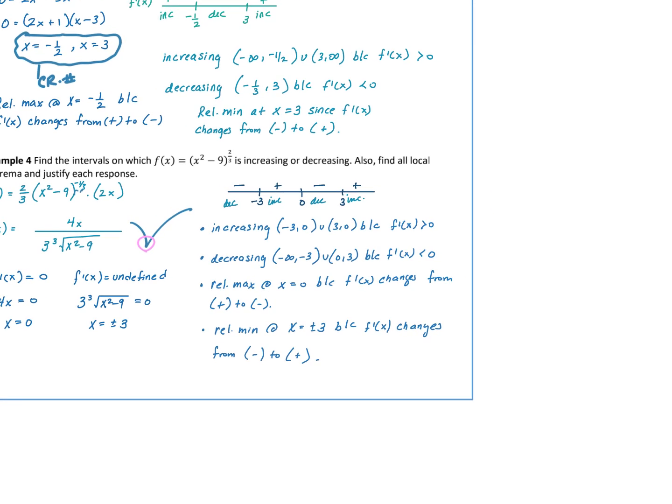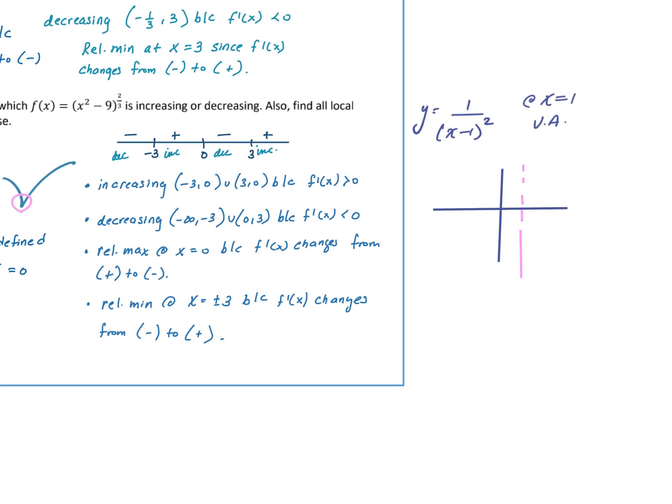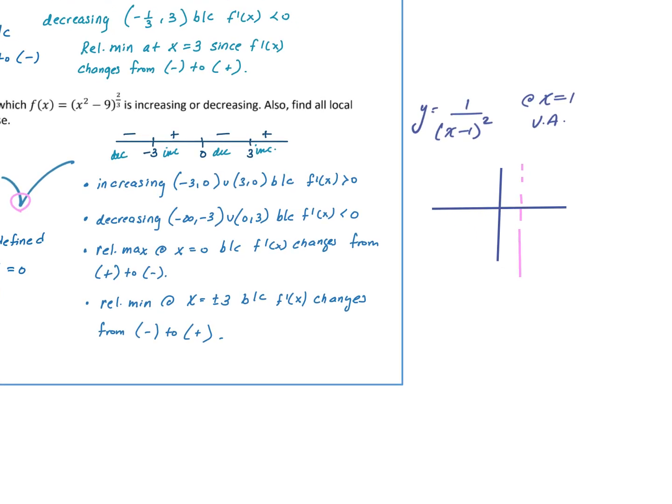So pay attention here. Let's say you had y equals 1 over (x minus 1) squared. So that's my original function. There's a domain restriction at x equals 1. That's a vertical asymptote on your graph. So it obviously can't be differentiable there. It's not even continuous there. But there's a domain restriction in the original question.